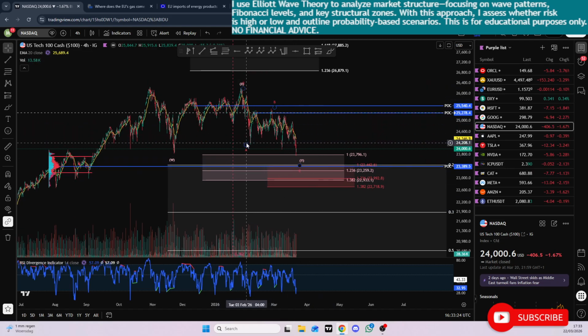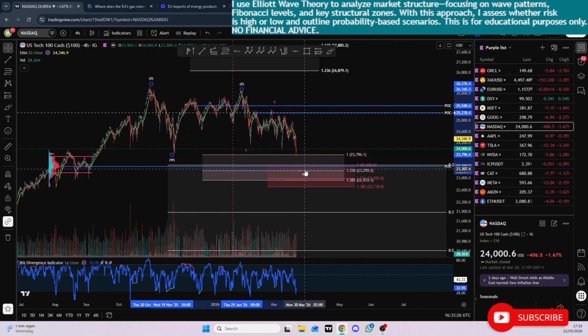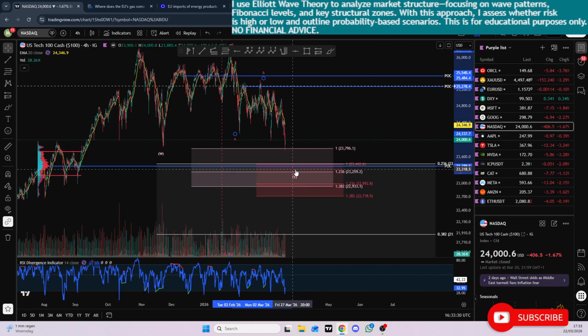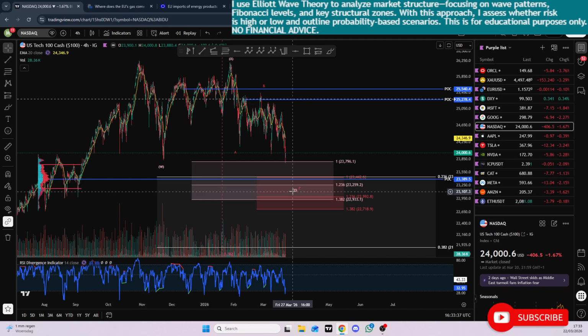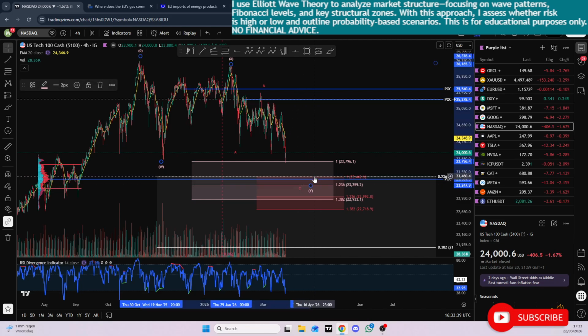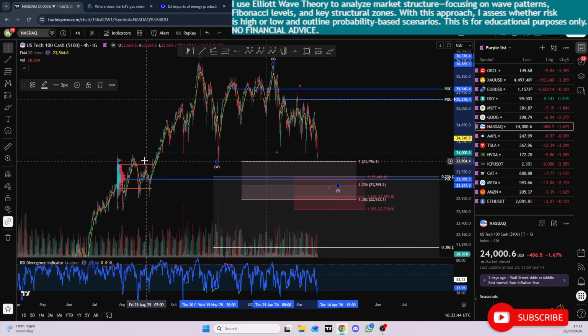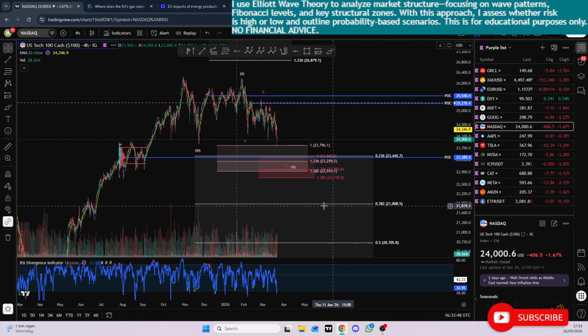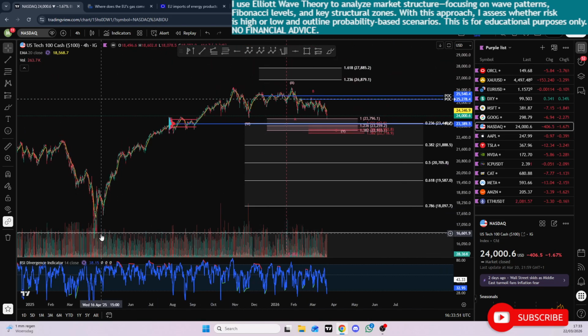I have this internal AB inside this Y wave. That's why this red box is here. For this internal C wave, the target, the 1-to-1, is at 23,442. Okay. Together with then the next targets for this Y wave, the 1.236, the 1.32, and the blue point of control of this range here, and the 0.236 taken from last year's April low to the top that we have here.